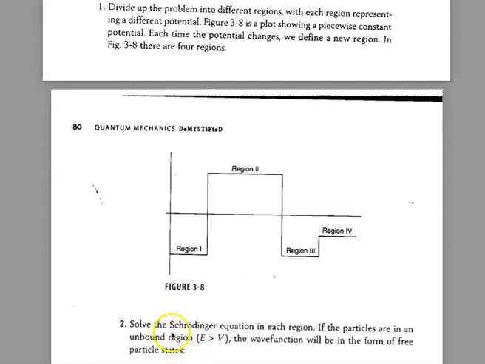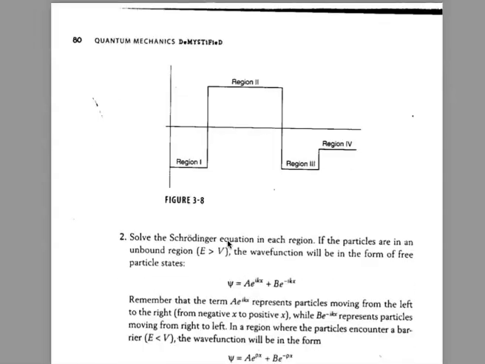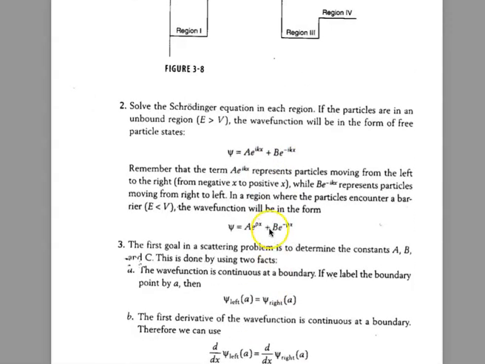Okay? Now, we want to solve the Schrodinger equation in each region that we come upon. And in some of the problems I give you initially, there'll be only one or two regions, obviously so that the math will not be so very difficult as we get started. So if the particle is in an unbound region where its energy is greater than the potential, the wave function will be of this form. This is a freely traveling wave. All right, this form is okay.